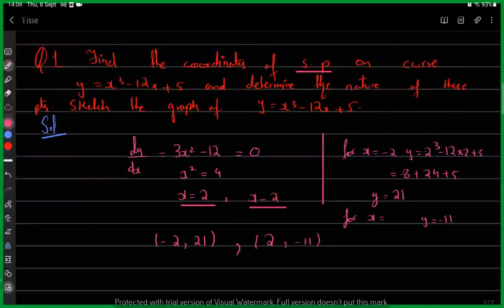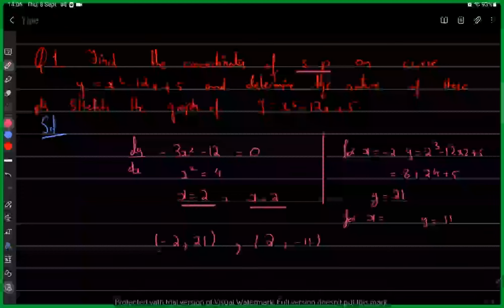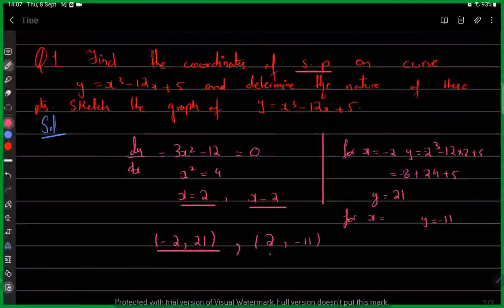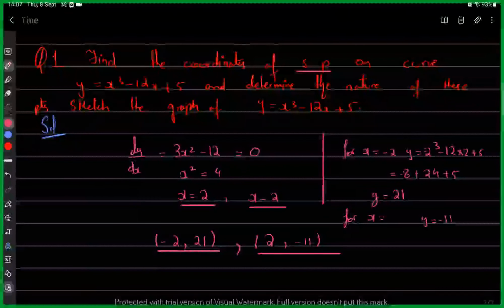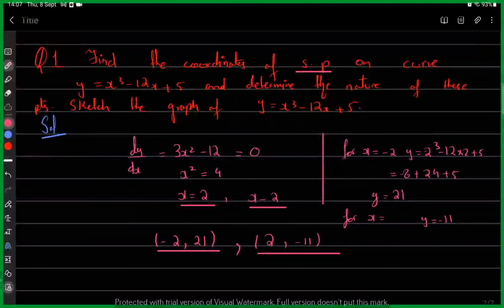Now I would want you guys to determine the nature whichever way you're comfortable, and just tell me if this point is a minimum point or a maximum point. Minus 2, 21 is the maximum, and 2, minus 11 is the minimum point. Very good. That is right. This is basically your maximum point, and this one is your minimum point.